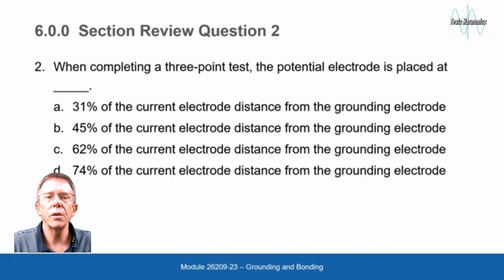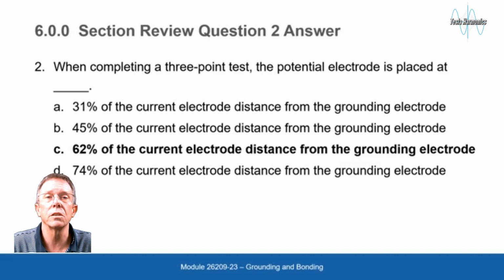When completing a 3-point test, the potential electrode is placed at 31%, 45%, 62%, or 74% of the current electrode distance from the grounding electrode. That would be C, 62% of the current electrode distance from the grounding electrode.